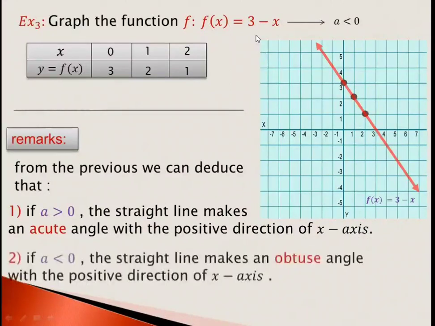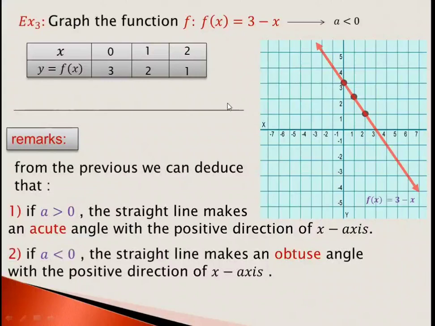But here in this example, the coefficient of x is less than 0, it is negative. That means the straight line here makes an obtuse angle. This is an obtuse angle with the positive direction of x-axis. This is an obtuse angle, more than 90 degrees.